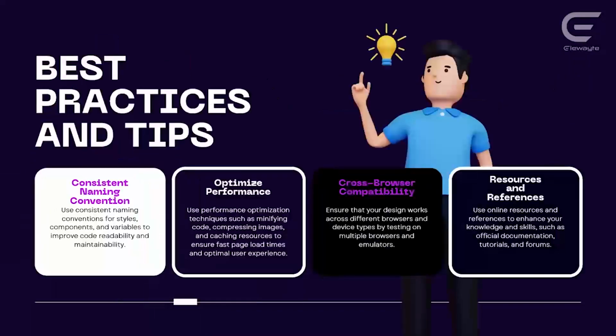Okay, so here are some best practices and tips you need to keep in mind. First, a consistent naming convention. If you want to make the code easy to enhance and access, you have to go with the variable concept, where you can improve readability and maintain the code for a longer period of time. Okay, optimize performance, in the sense that you make sure the performance of the website remains unchanged.